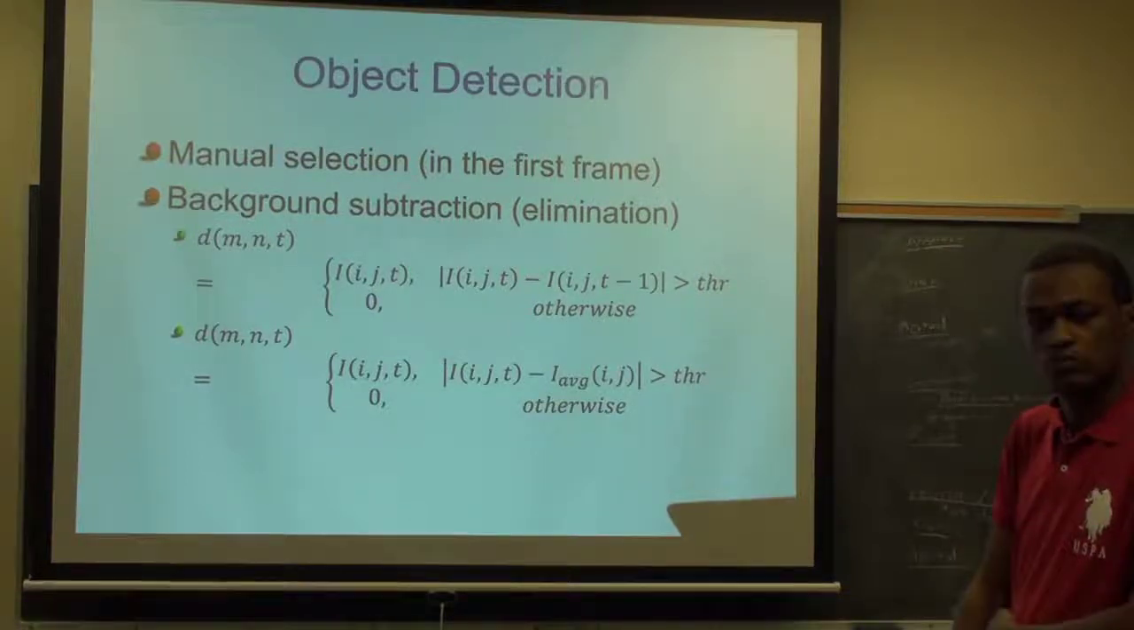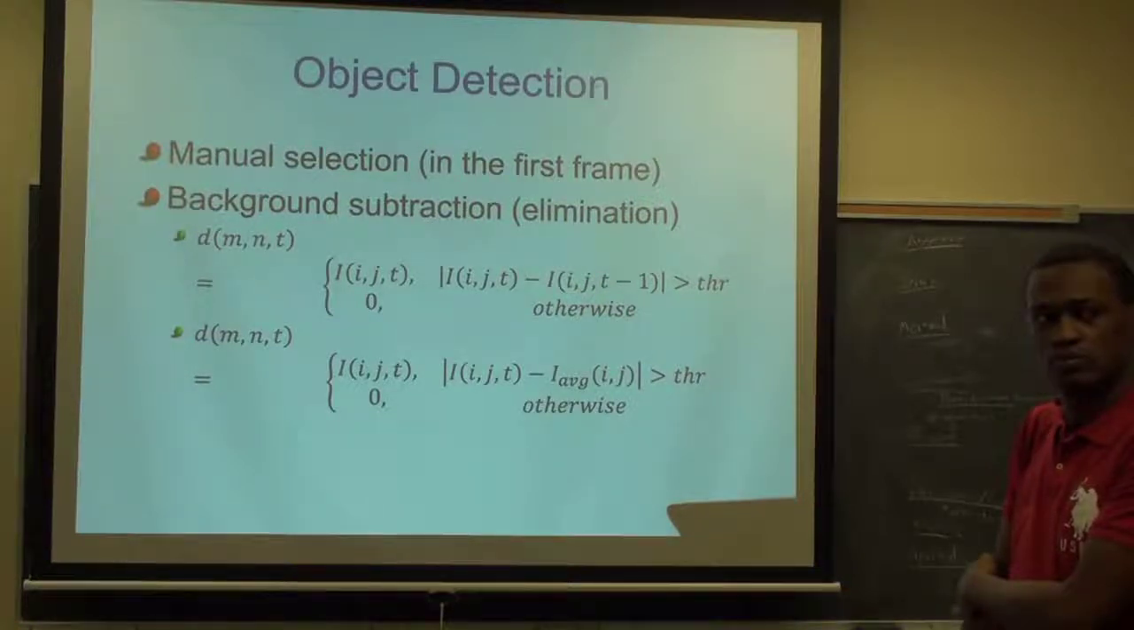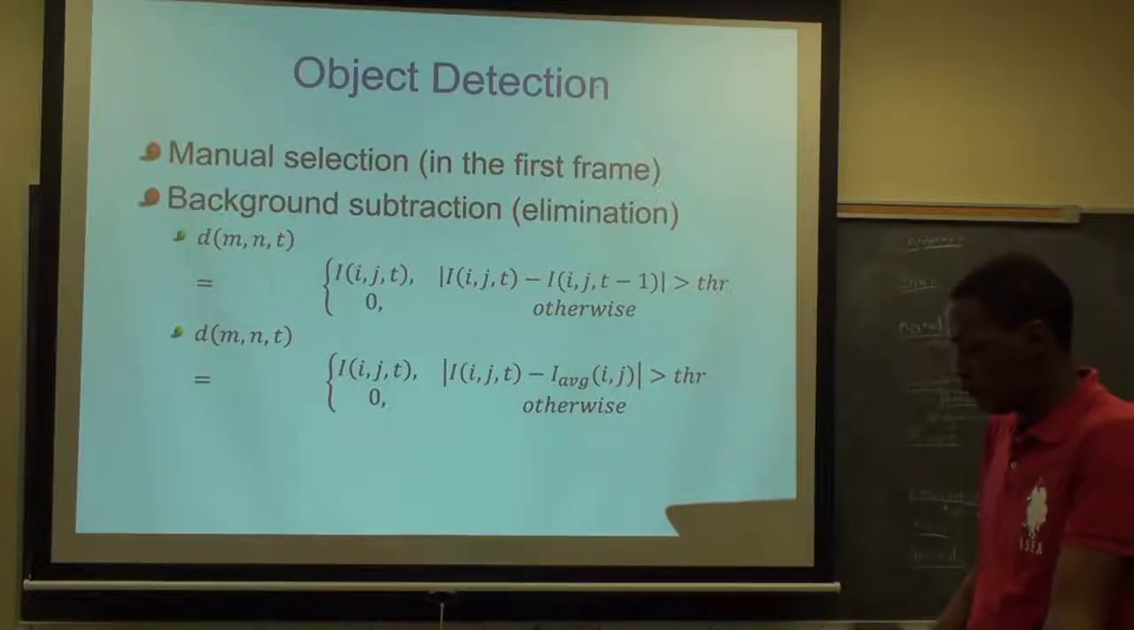So on the second one, you couldn't have a moving camera, right? In both you can't have a moving camera. Both of them assume a stationary camera and targets that are moving. Which one is more accurate? The second one, with the average? Not always. It depends on the background. It depends on the noise.